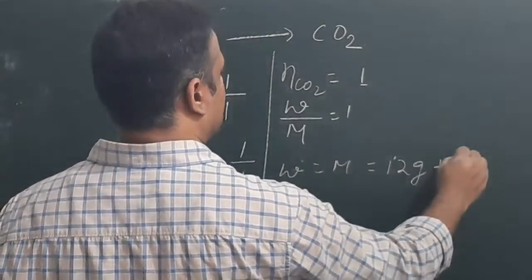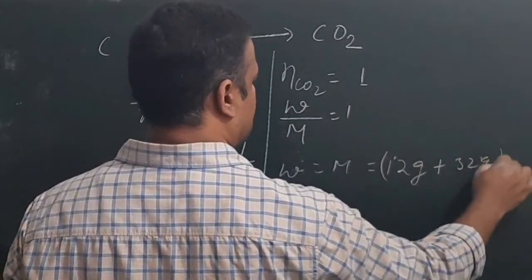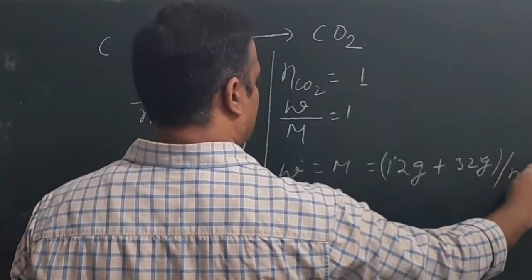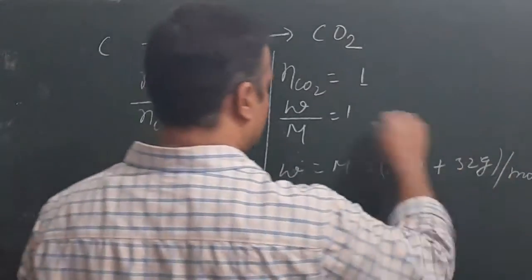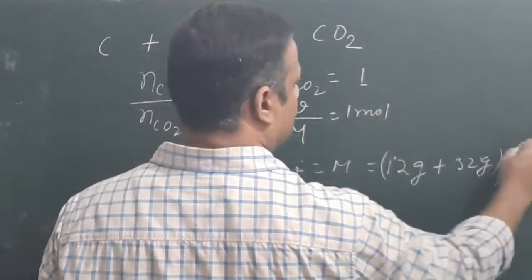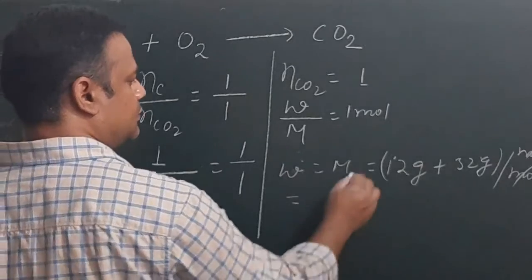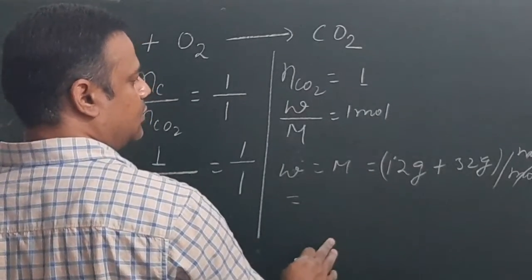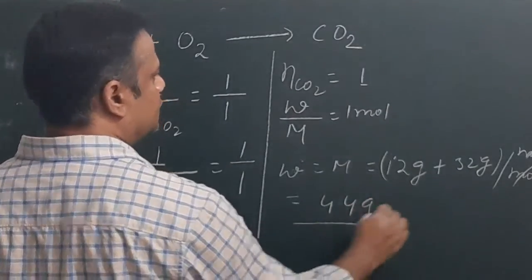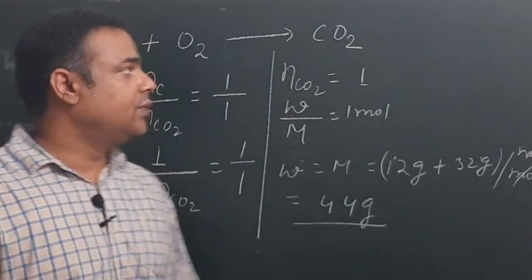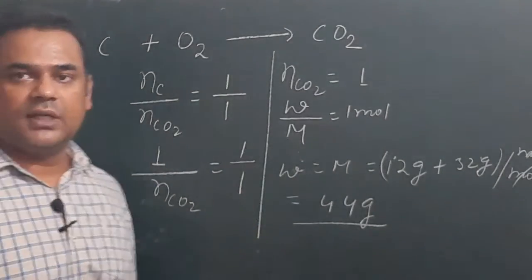If we calculate the molar mass, it will be equal to 12 gram plus 32 gram per mole. As mole is already here, 1 mole, so mole will cancel out. So we'll have 44 gram. So if we burn 1 mole carbon, then it will give 44 gram carbon dioxide.